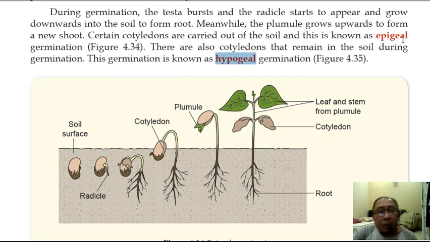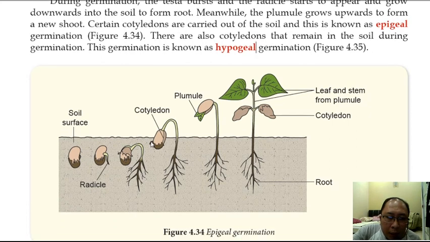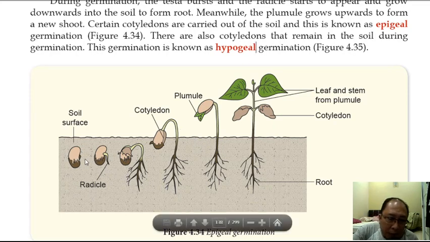There are two types of germination process. One is epigeal and one is hypogeal. What is the meaning of epigeal germination? Epigeal germination is a process in which the cotyledon that is planted into the soil will, during the growth process, come out from the soil surface, same as given in this diagram.